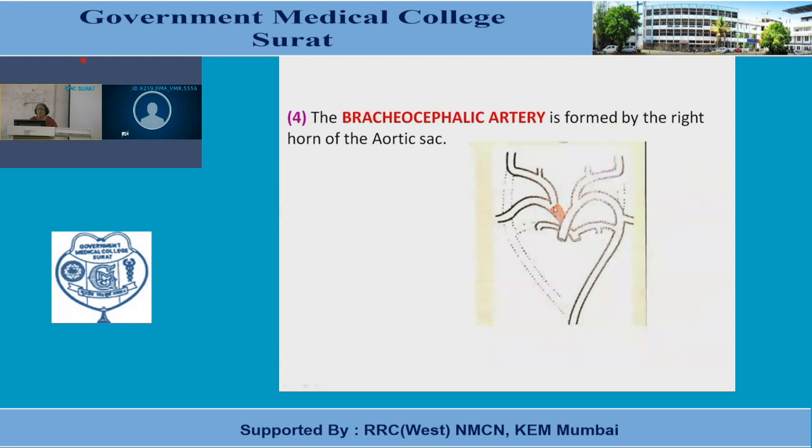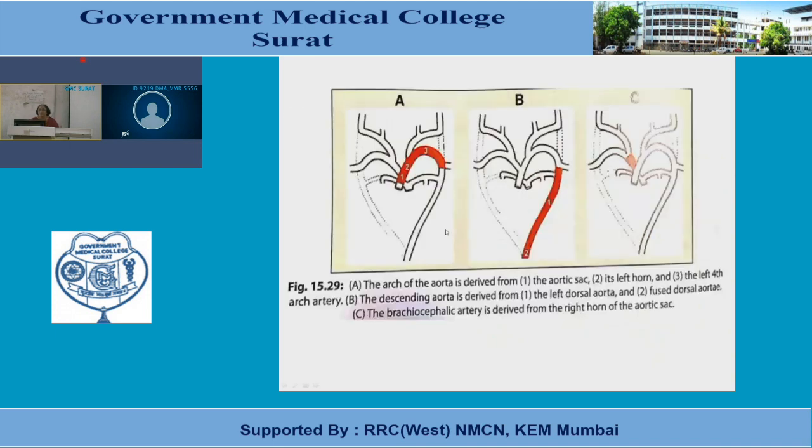So the brachiocephalic is derived from the right horn of the aortic sac. This is the fourth important artery developing here. Now all three together indicate the arch of aorta, then the descending aorta and the brachiocephalic artery.